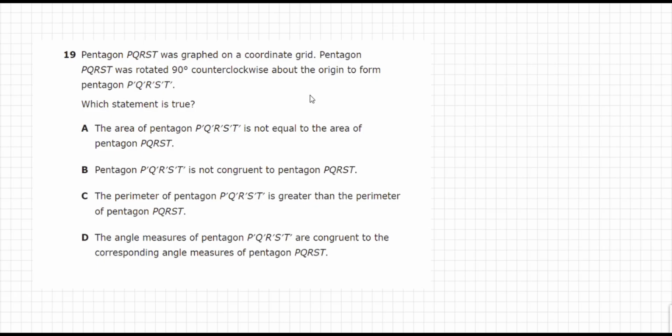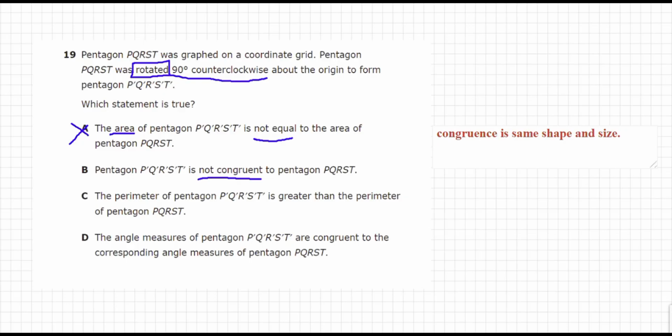Question number 19. Pentagon PQRST was graphed on a coordinate grid. Pentagon PQRST was rotated 90 degrees counterclockwise about the origin to form pentagon P'Q'R'S'T'. Which statement is true? Option A. The area of pentagon P'Q'R'S'T' is not equal to the area of pentagon PQRST. This is incorrect because the pentagon was rotated only, so there is no change in area. Option B. Pentagon P'Q'R'S'T' is not congruent to pentagon PQRST. Congruent means the same shape and size. Again, because the pentagon was rotated only, B is incorrect.